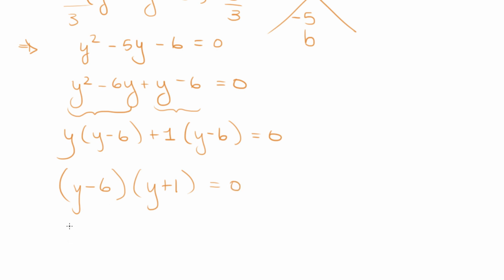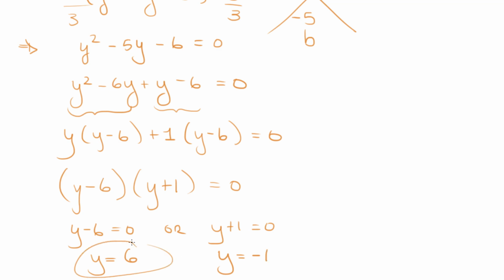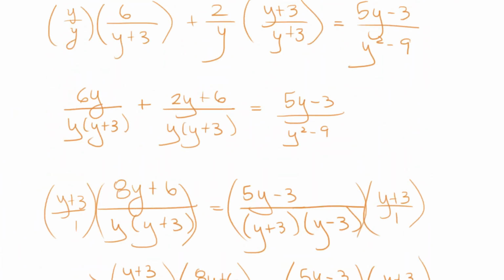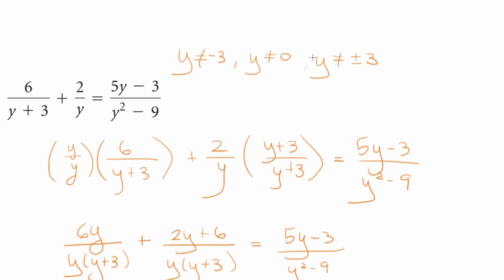We split it into 2, so y minus 6 equals 0, or y plus 1 equals 0. We add 6 on both sides. We have y equals 6, or y equals negative 1. And those are your two solutions. Notice that those two numbers are not part of the list of undefined values. And that will be all for this chapter.